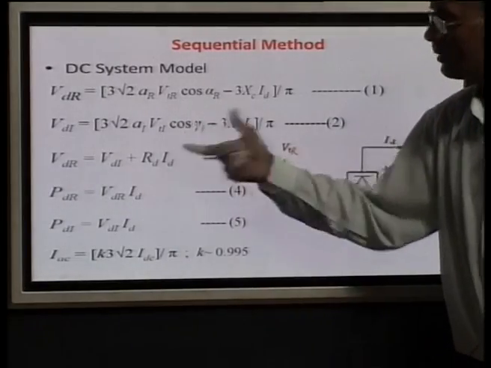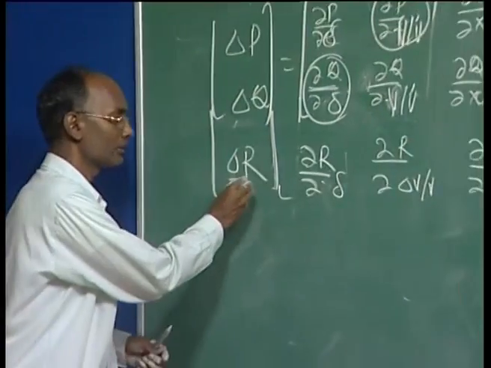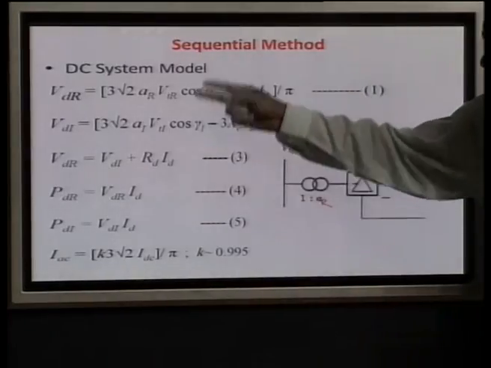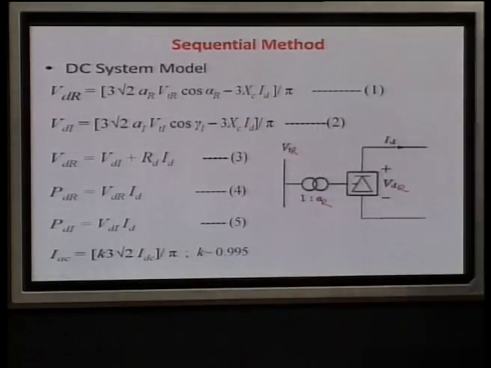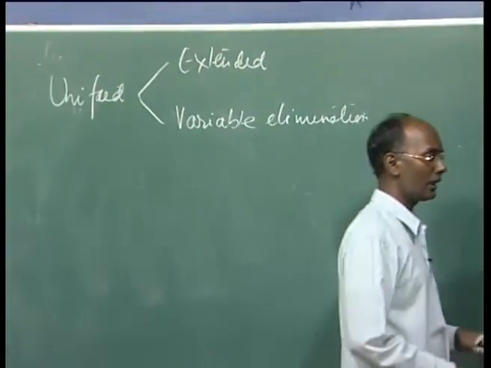So out of 5, 3 are independent equations, 1 to 3 are basically the R equations, we will see later. And here we can solve the nonlinear equations, and then we can incorporate them in either the extended variable method or the variable elimination method, which we will do in the next turn.